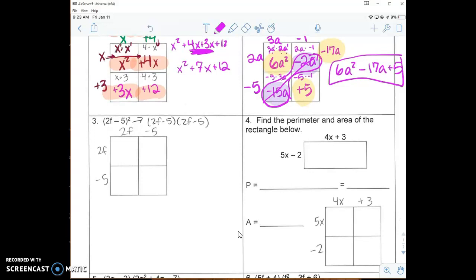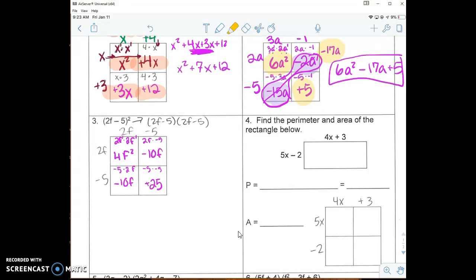In the first box, 2f times 2f. 2 times 2 is 4. F to the first times f to the first. We add the exponents. It makes f squared. 2f times negative 5 makes negative 10f. Negative 5 times 2f makes negative 10f. And in my last box, negative 5 times negative 5 makes positive 25.